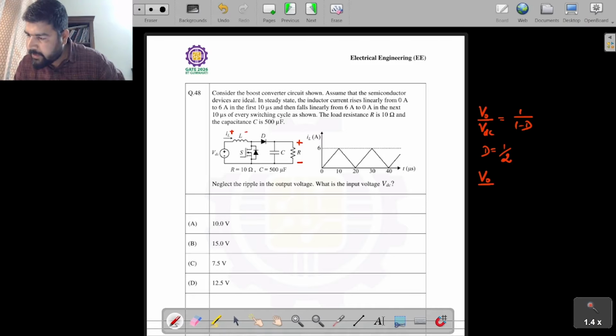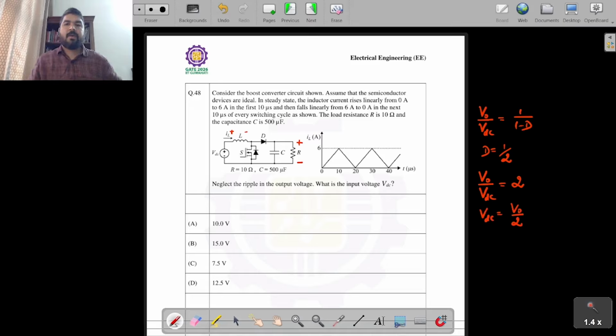So you can say that V0 upon VDC is 1 upon half. If I put the value of D, it will become 1 over 1 by half. So 2 will come in the numerator. Now this VDC will become V0 by 2. Now what is V0? How to find V0? To find V0, we need to calculate this current. How much current will flow through this resistor, that we need to calculate. Now how to do that? We know that the inductor current is this.